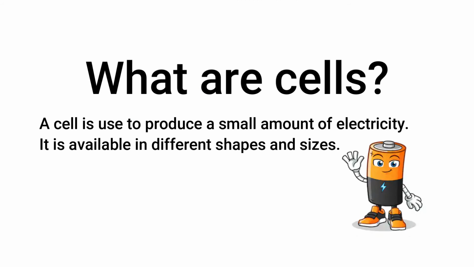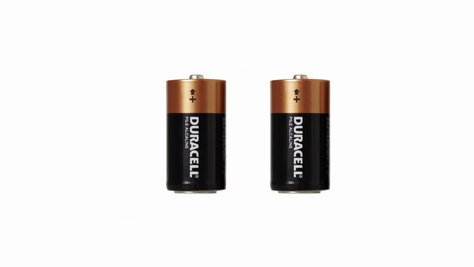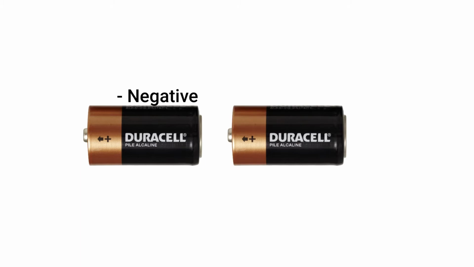What are cells? A cell is used to produce a small amount of electricity. It is available in different shapes and sizes. The small metal cap at the top of the cell is the positive terminal and the base of the cell is the negative terminal. If you use two cells, you must always put the negative terminal of one cell against the positive terminal of the other cell.